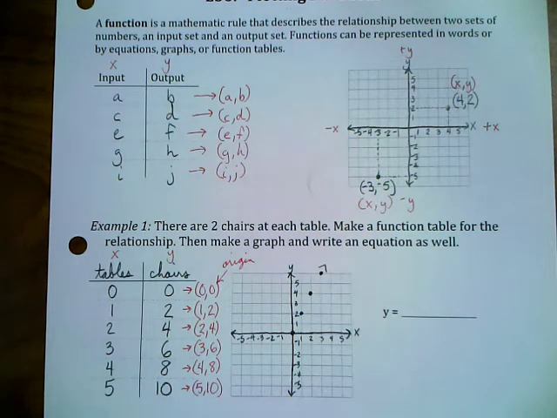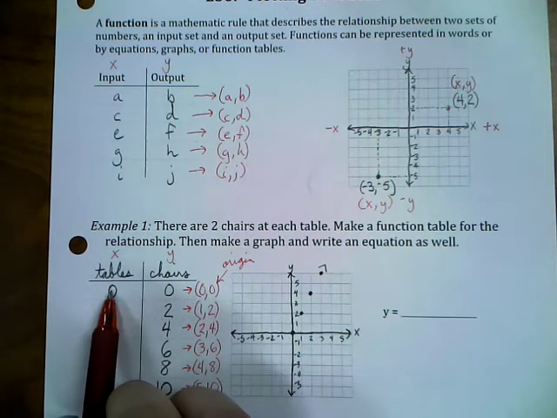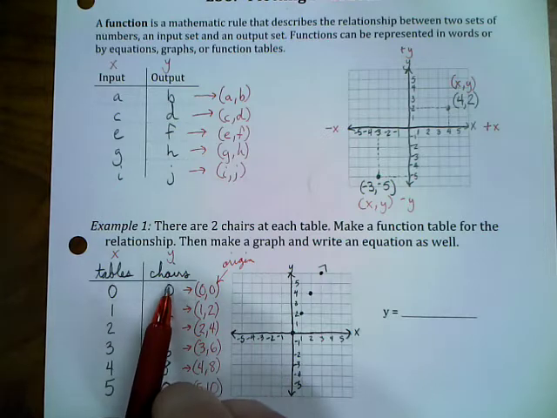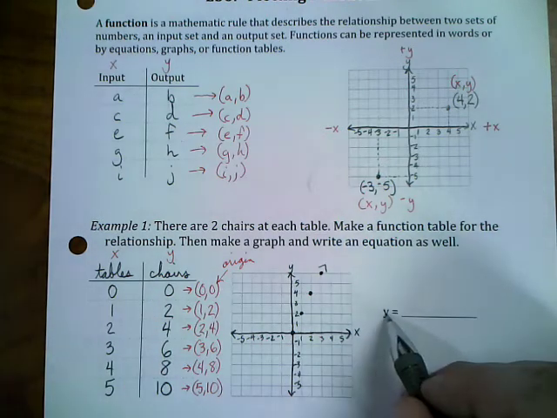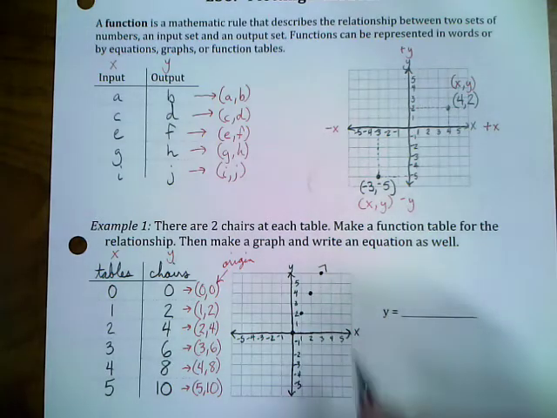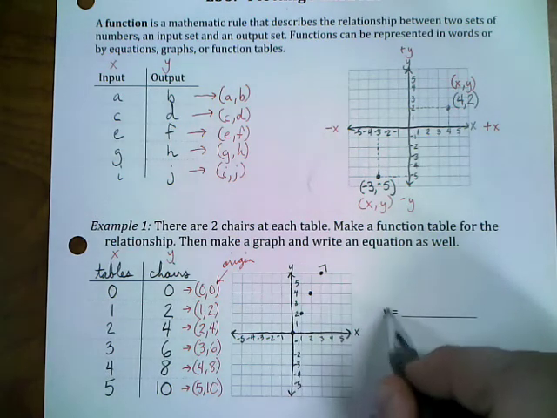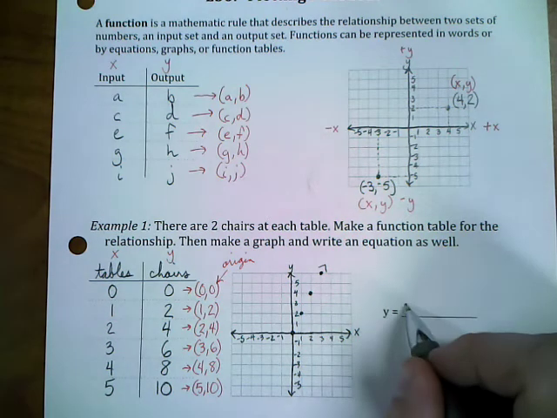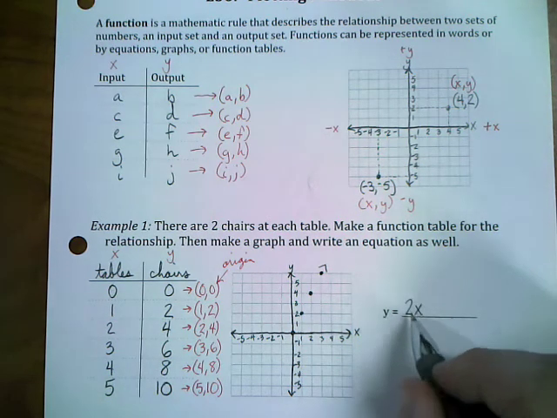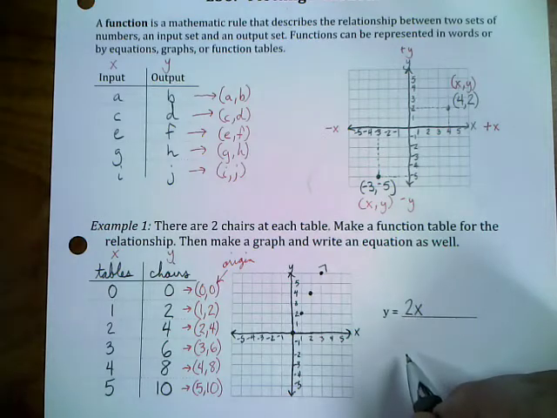Now for our equation. We're going to take a look here and consider what's happening. Now this should be pretty obvious. We just took the number of tables, we took the x and multiplied it by 2 in order to equal the y. So we start our equations with y equals, so we kind of flip it around. So this is basically saying in order to get the output, in order to get that y value, it's going to require you to do what? Well, 2 times the x values we write as 2x.